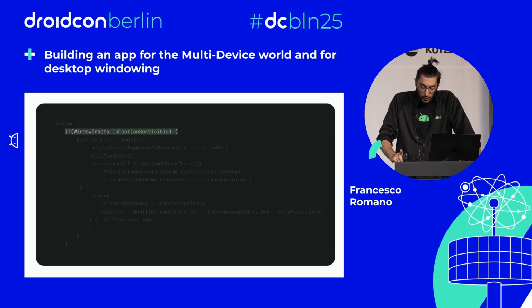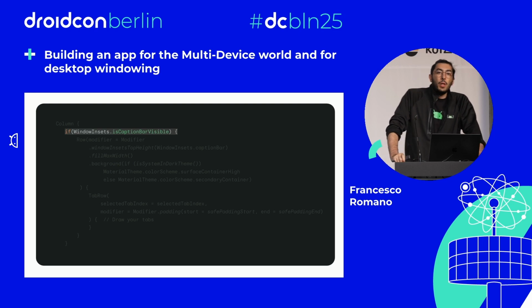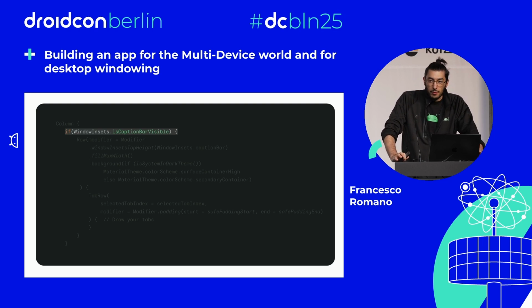Okay, look, we are rendering the content only if the caption bar is visible. Now, this is a core principle: we are not checking if the device is in desktop windowing, if it's a tablet, if the display is big enough. No, we are just checking if the feature that we need is there. And this is what adaptive means, removing the assumptions regarding the device type, but just checking at runtime what is available for the users and then use it.